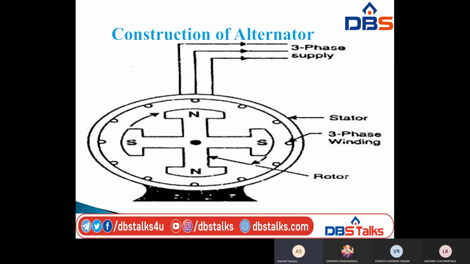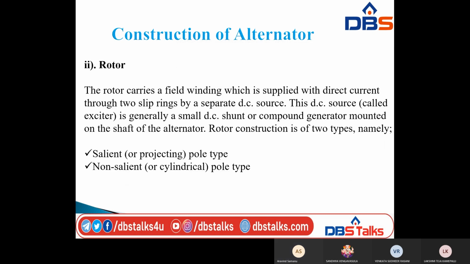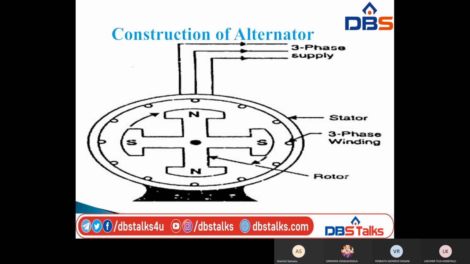If you see this diagram, this is the field winding in the rotor part. Whenever the field winding is excited, the current is flowing. The DC field winding is supplied with direct current through two slip rings. If you have DC current, we have to use slip rings, so that's why the supply is through two slip rings by a separate DC source. Here I am connecting a separate DC source for the rotor.